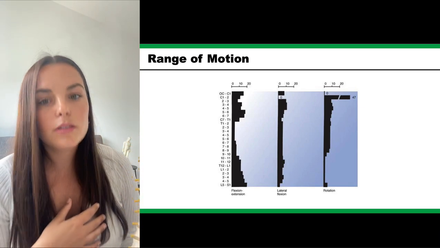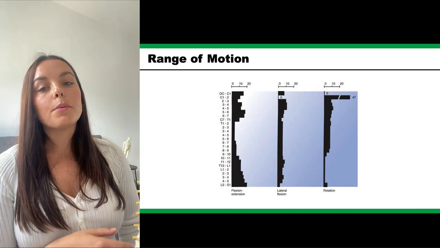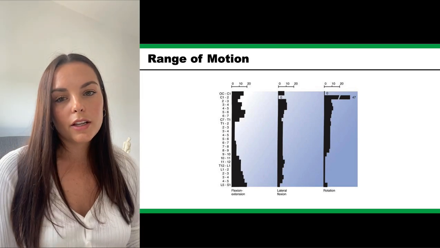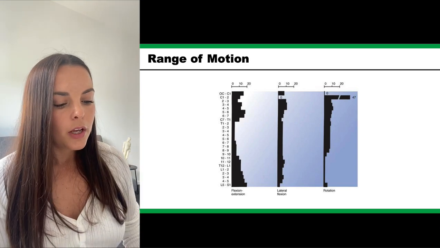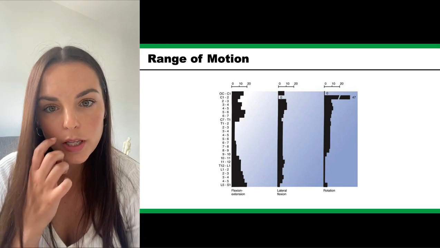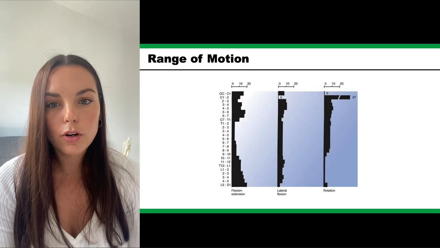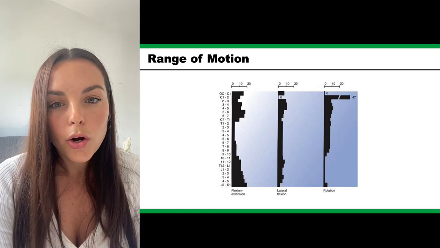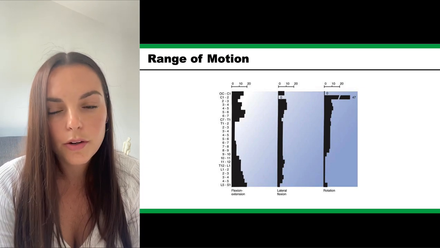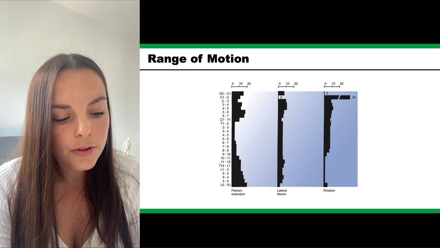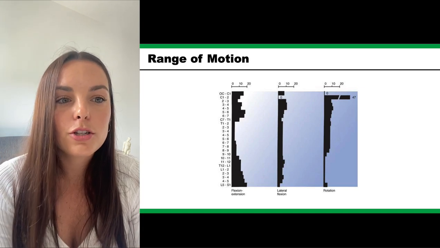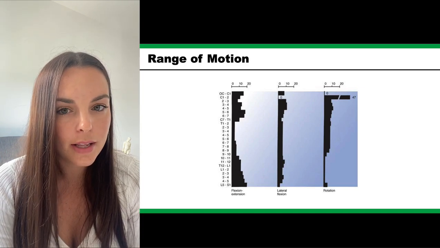So we can flex and extend. Bending forwards is flexion. Standing up straight is extension. We can laterally flex, moving side to side. And then we can rotate our trunk around as well. So we can see on the y-axis all of the different joints of the spinal column, so all of the vertebrae there, from the occipital bone, which is OC, to C1, to C2, to C3, and so on, all the way down through the thoracic and through the lumbar as well. Now, the black lines show how much range each of these joints allows in that action.